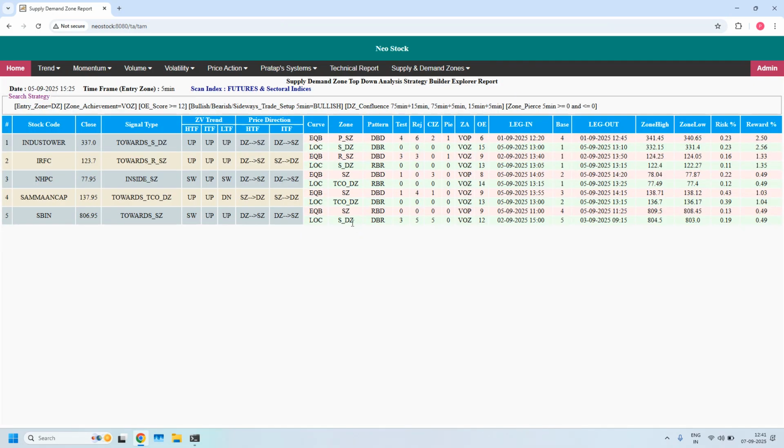In all the 5 stocks, 5 minutes demand zones are overlapped with 15 minutes demand zone. Both together again overlapped with 75 minutes demand zone. And 75 minutes trend is uptrend in 3 stocks.